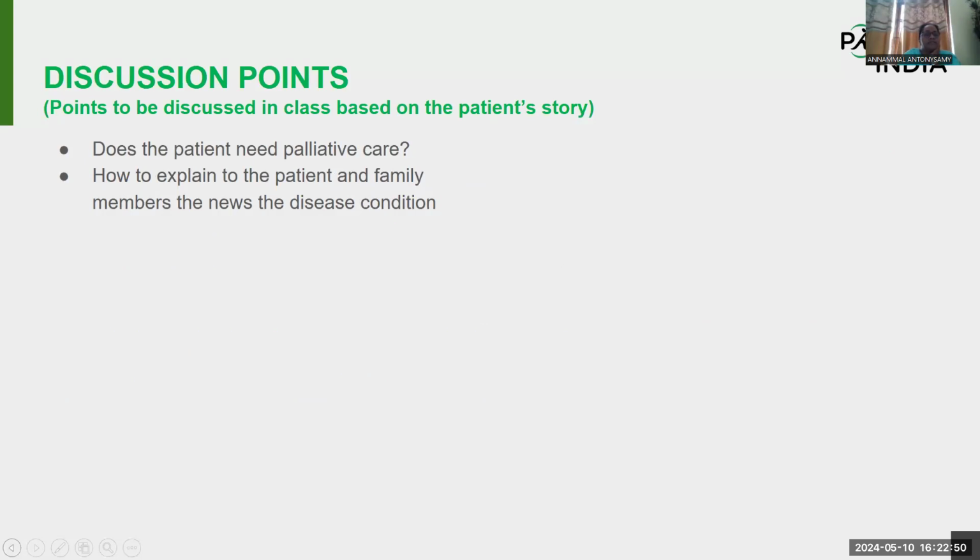Discussion point. Does the patient need palliative care? How to explain the news and the disease condition to the patient and the family members?